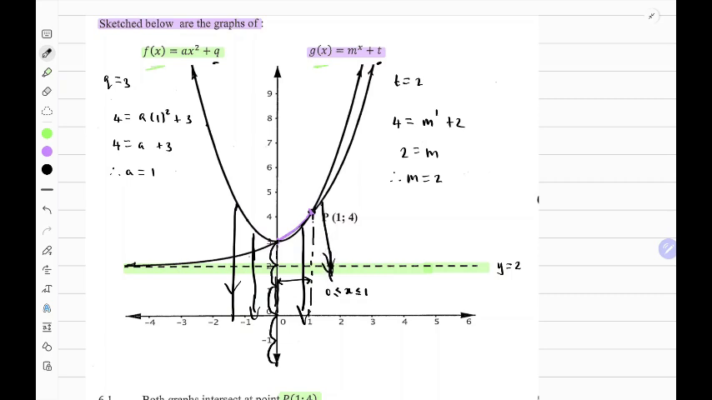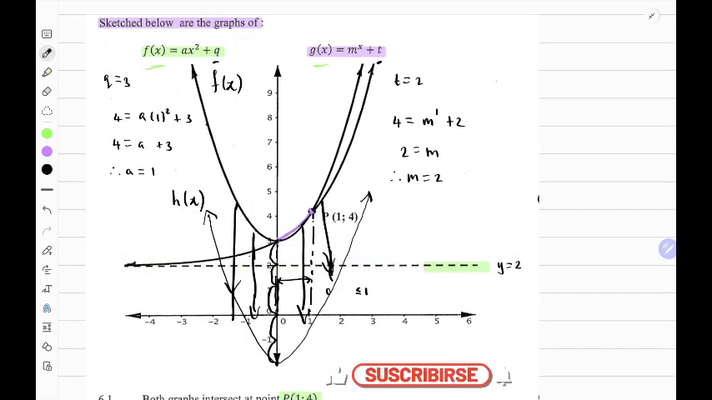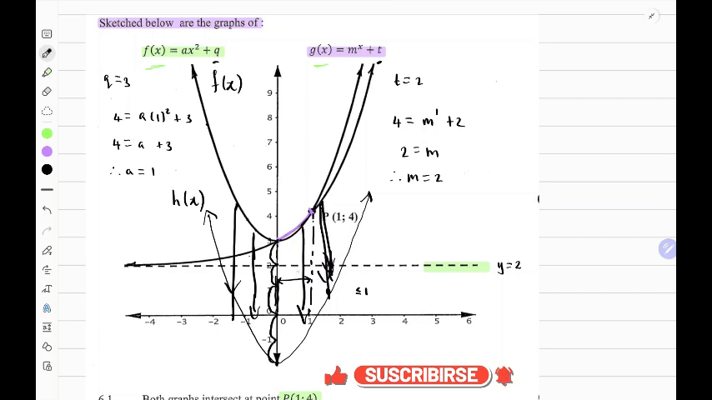So just roughly, the new graph would look like this. Not a very accurate picture, but it would look something like that. Just remember, this is just a very rough schematic. It's just to illustrate that all points on f of x get shifted 5 units downwards.